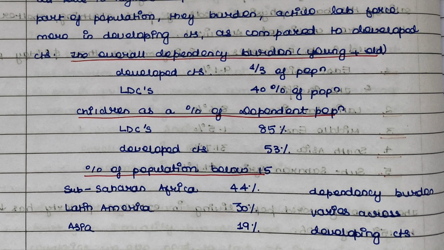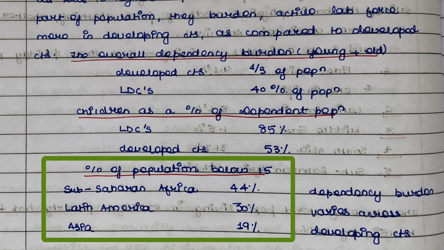Then the percentage of population below 15 years, just see. In sub-Saharan Africa, it is 44%. 44% of the population is below 15. How can you expect that country will grow? How much can they work? How much do they know? Latin America, 30%, and in Asia, it is 19%.